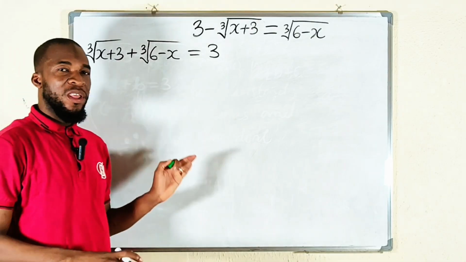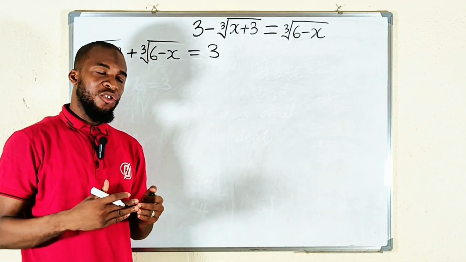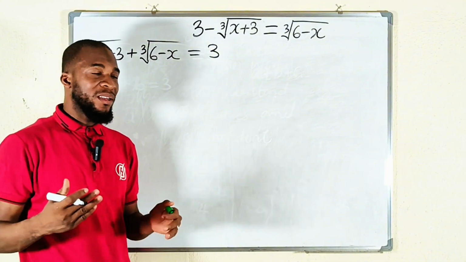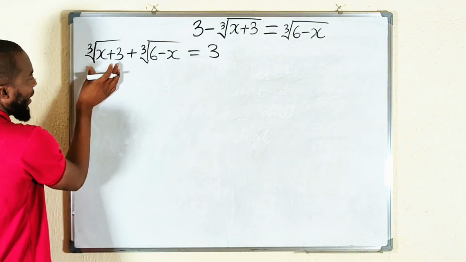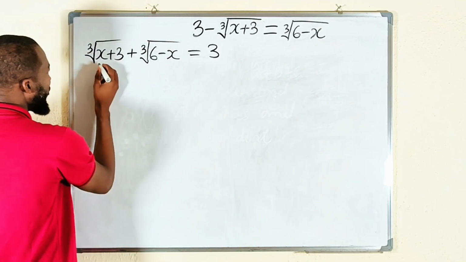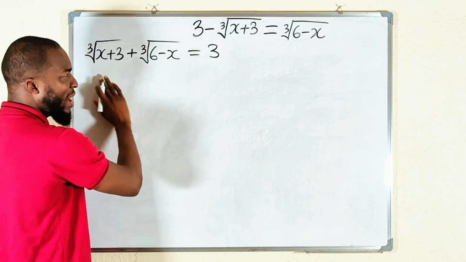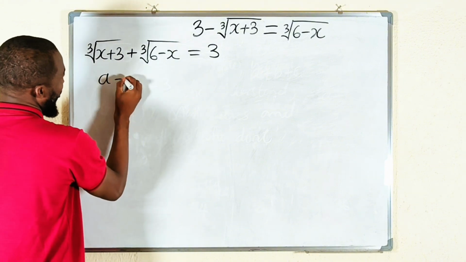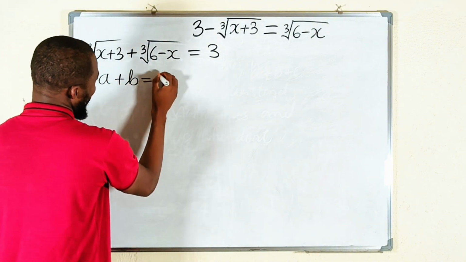So my recommendation here is substitution. Do not expand or raise both sides to the power of 3 directly. Instead, declare this with a variable and this with another different variable. So I would like to declare this with a and this with b. I don't have much space to write, so this becomes a plus b equals 3.